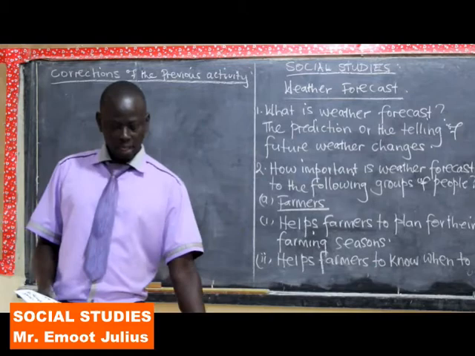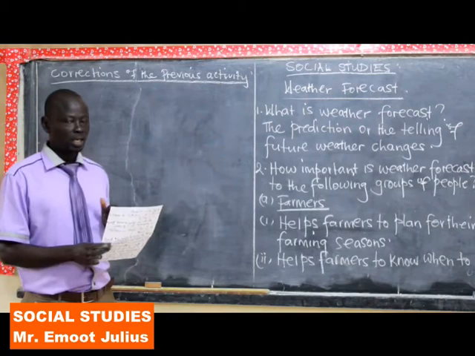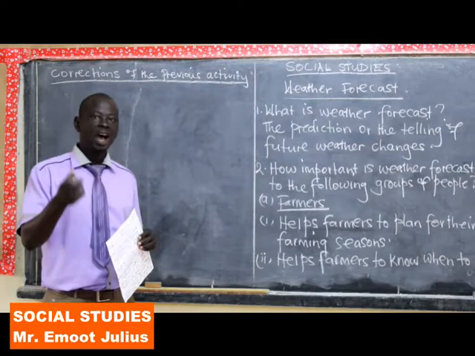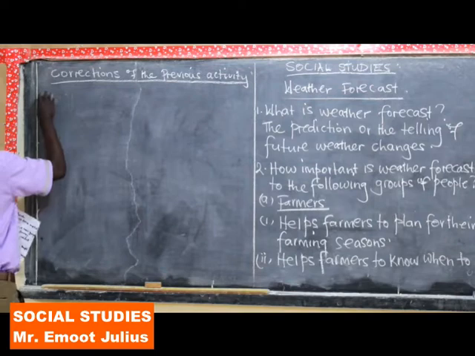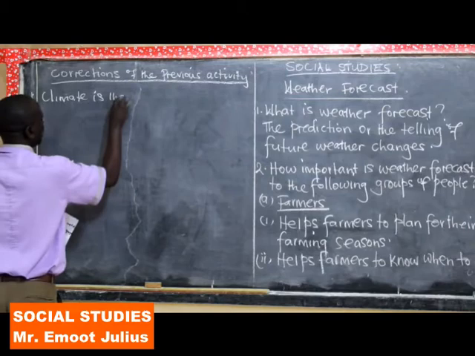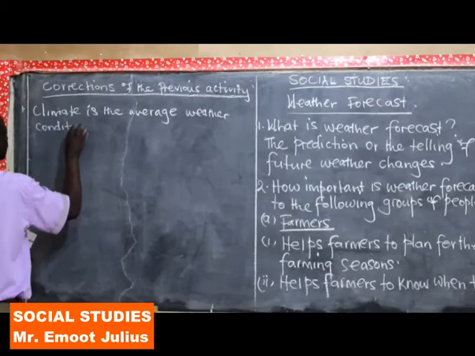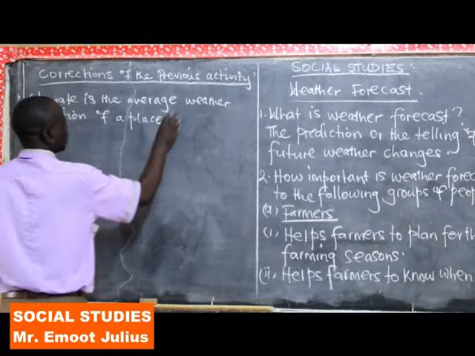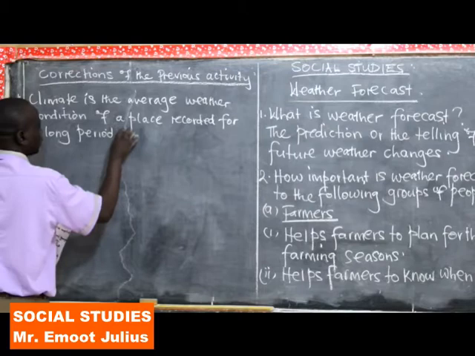In our previous work, number one was, what is climate? If you remember very well what I told you, the answers were in the notes we had given you. So let's try to remind ourselves. Climate, we said, is the average weather conditions of a place recorded for a long period of time. If you have that, mark it. Let me write it here. So we said number one, climate is the average weather condition of a place recorded for a long period of time. If you have that, mark yourself.